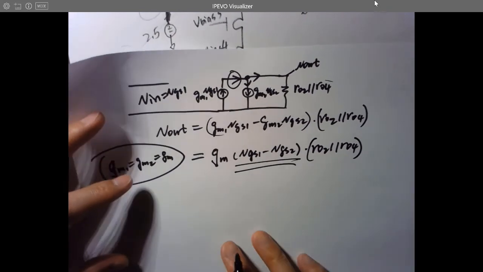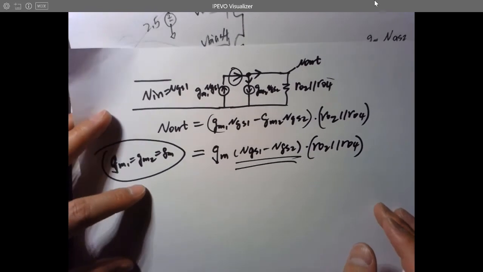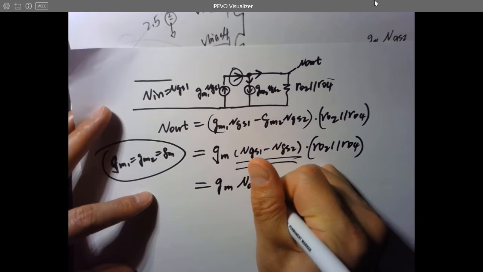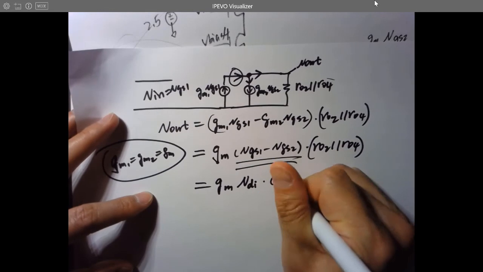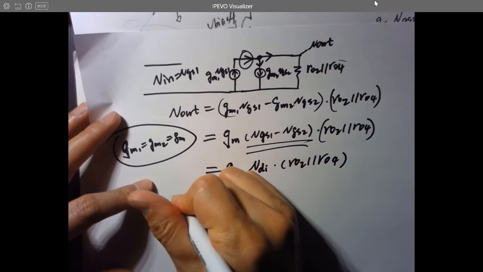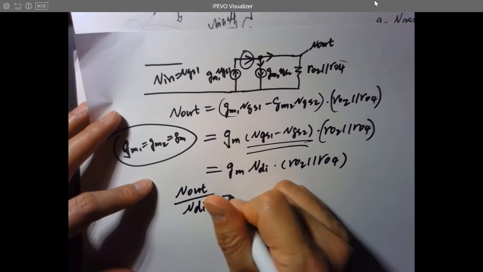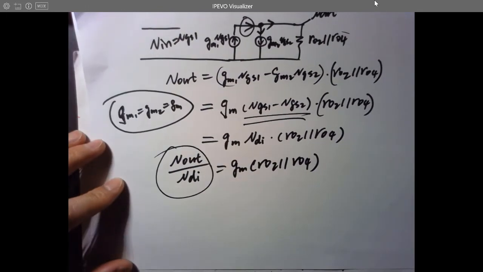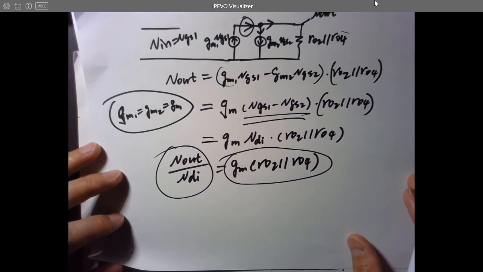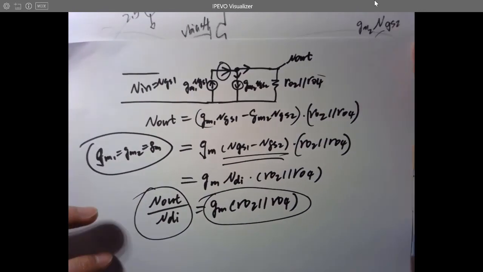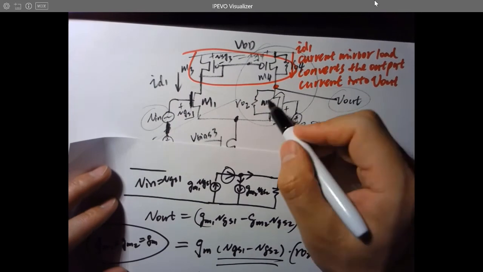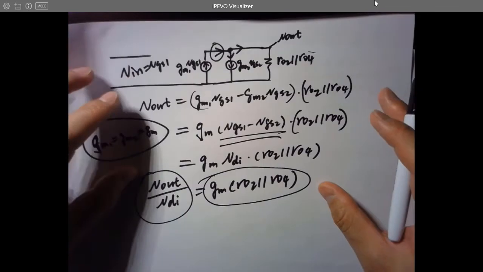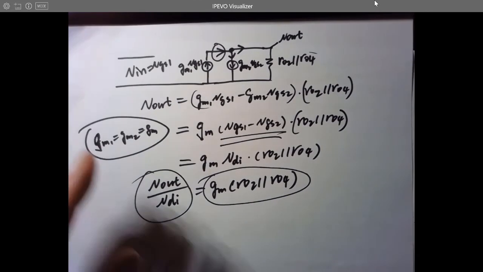And this is exactly the differential input of this differential amplifier. So we can denote this part as VDI, which is the differential input voltage. And Vout over VDI equals GM times RO2 in parallel with RO4. So that's the overall differential voltage gain. I can see that it's pretty large, it's not small. The overall AC gain is GM of these two transistors, one of them, they're the same, times the parallel resistance of RO2 and RO4. So that's the AC voltage gain for this differential amplifier.